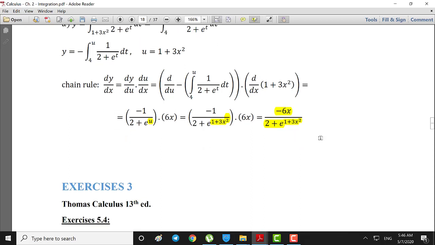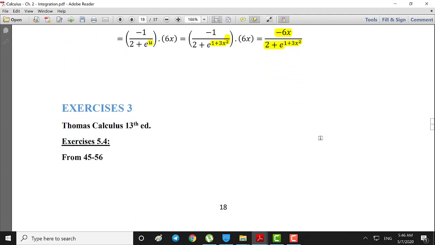Now, guys, at this point, you have to solve exercises 3, which is part 5.4 of Thomas calculus, and you have to solve exercises from 45 to 56. And these are all exercises on fundamental theorem of calculus part 1.